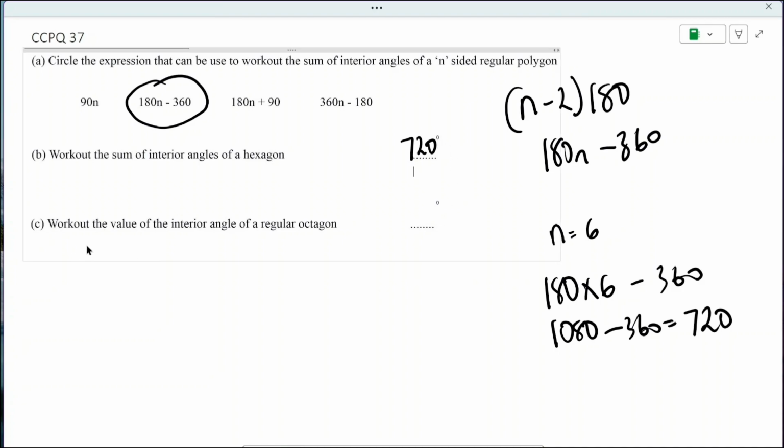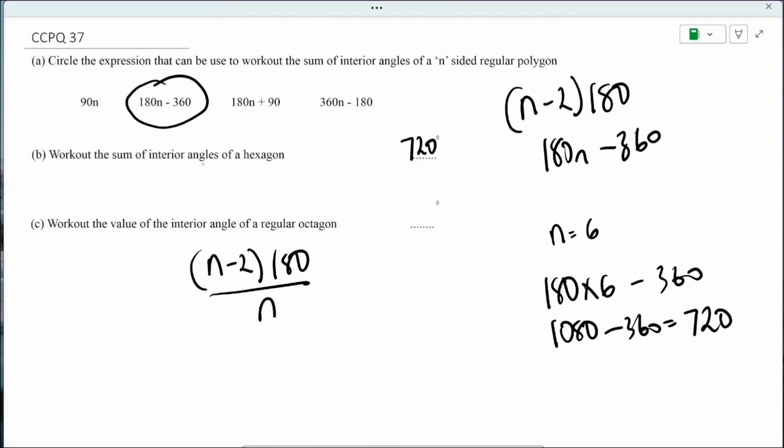The C part of the question says work out the value of the interior angle of a regular octagon. The question says the interior angle, not the sum of the interior angles. You have to be careful. The use of English is very important. The formula is a bit different from the one that has to do with the sum of the interior angles, which is this. The formula for one of the interior angles of a regular polygon is similar to this but quite different. That's n minus 2 in brackets times 180 over n, where n is the number of sides.